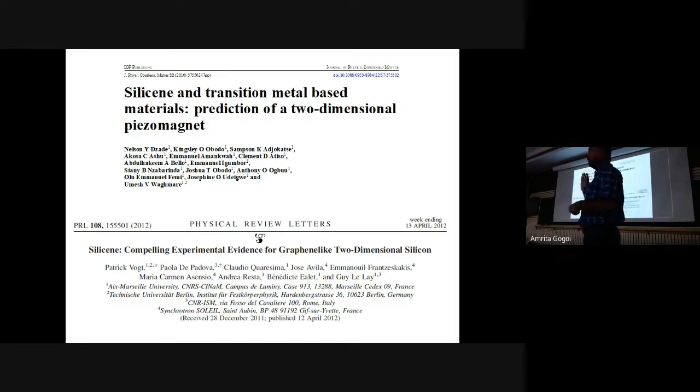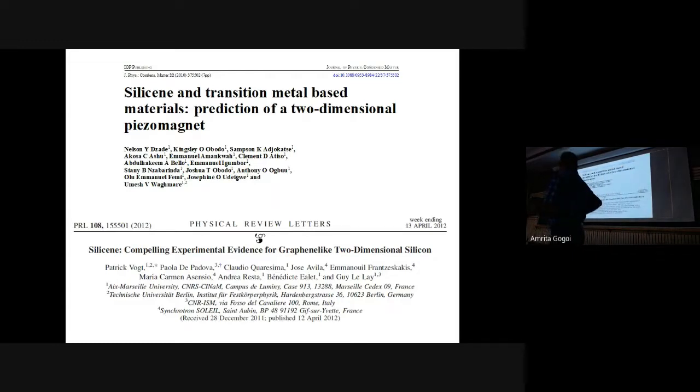But the real subject picked up when a group of surface physicists, Guy Le Lay's group, actually found Dirac cones. In fact, the paper says, "Compelling experimental evidence for graphene-like Dirac cones in silicene." So what these experimentalists found is that when you have monolayer silicon, sp2-like, you have Dirac cones, and that is something which people would say means you can really have two-dimensional systems which are analogs of graphene.